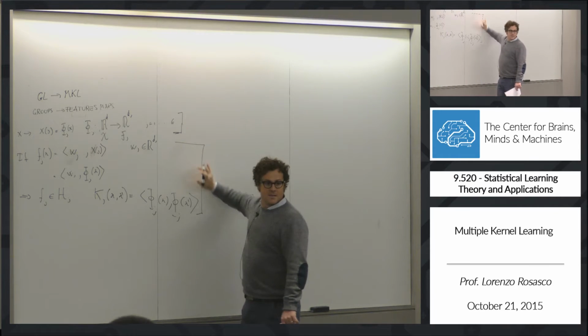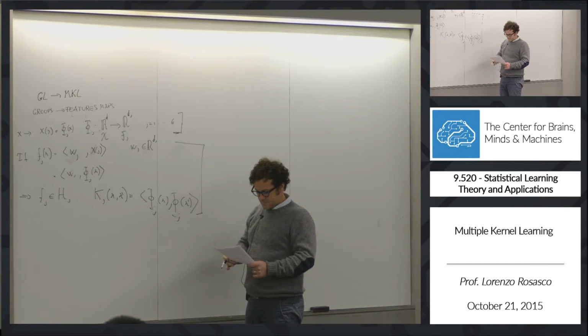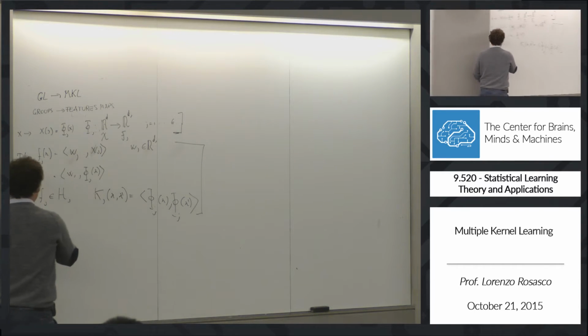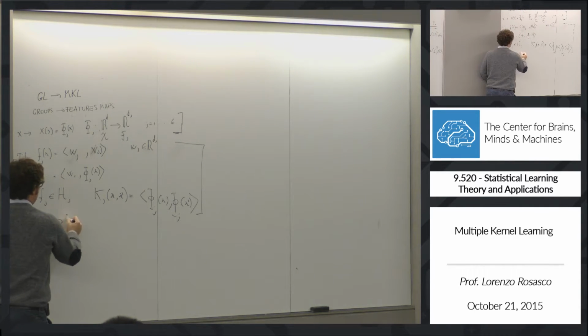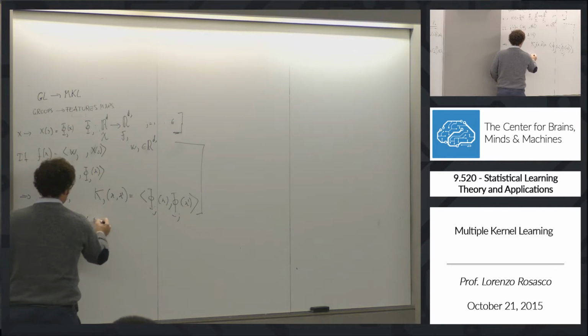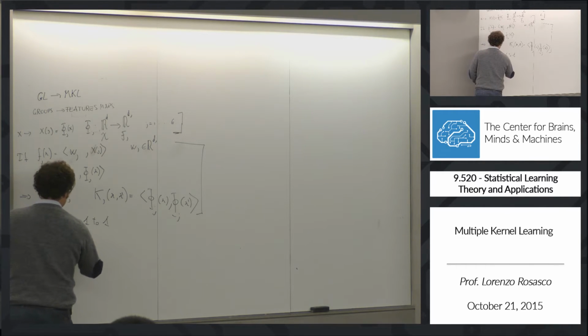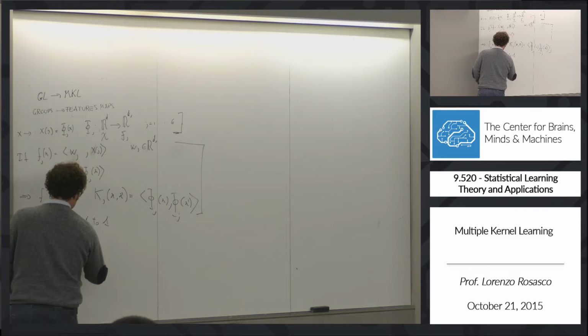So step 1, step 2. Notice that the map that associates wj to fj is by definition one-to-one. And so I can define the norm, and I also have this equality. Okay?